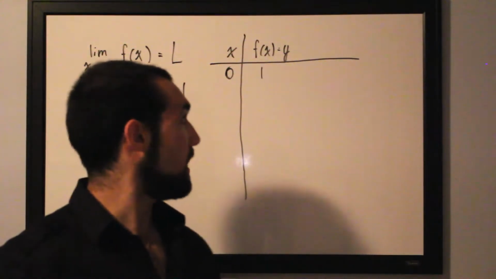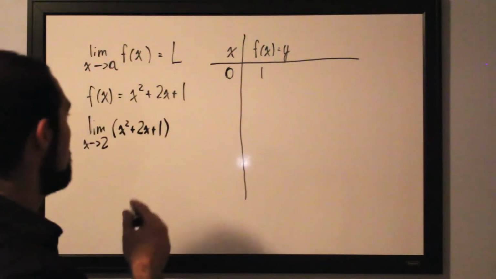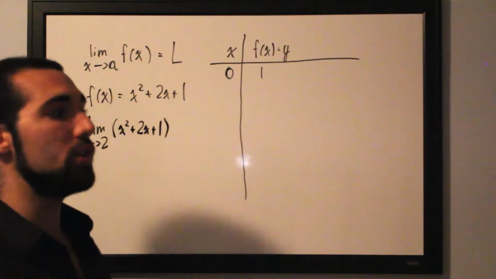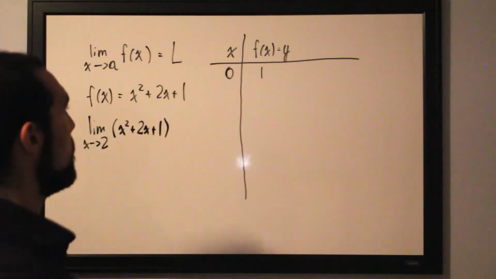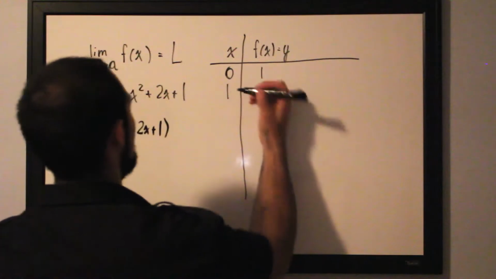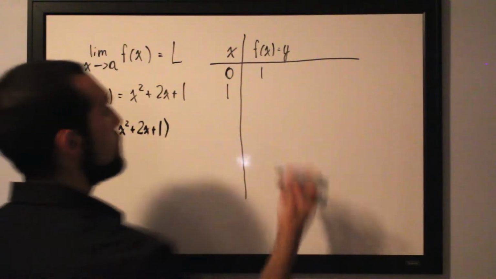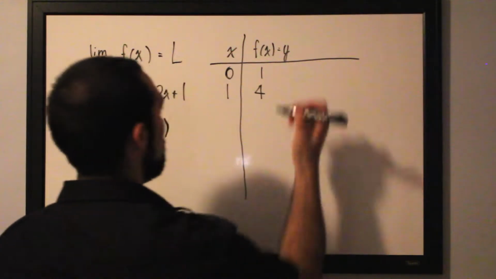So imagine we want to take values that are closer and closer to 2 but never actually touch 2. This is going to be the concept of a limit that we're trying to explore right now. So right now, if we were to plug in the value 1 into this function, 1 squared plus 2 plus 1 is going to be equal to an f of x output of 4.